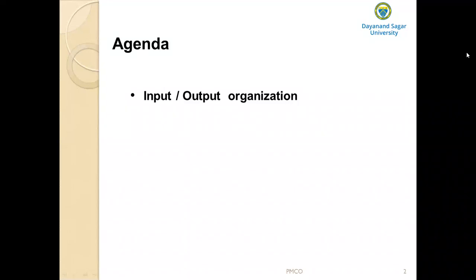So, yesterday we discussed the cache memory and also the cache memory organization. Cache memory is organized in three different ways. One is direct mapping, another one is associative mapping, and the third one is set associative mapping.